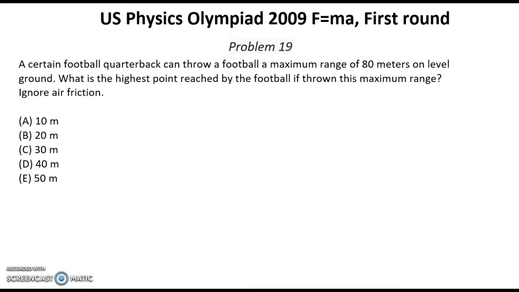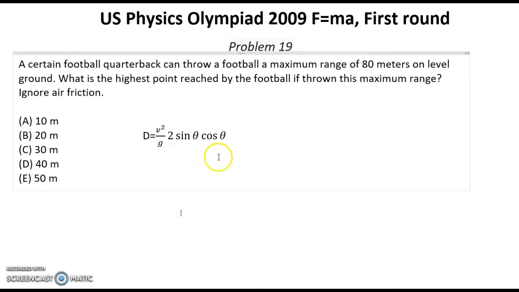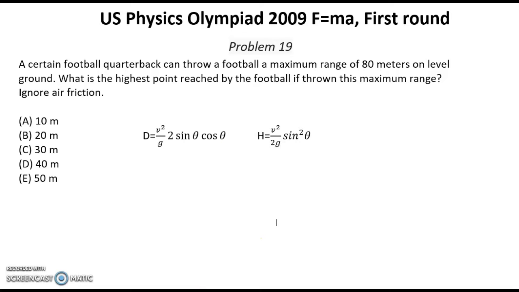One is for range and the other for height. For range we have this formula. If a ball was thrown at an angle theta with a speed v, the total range d will be like this, and the total height will be like this. Now we can divide height by range, and we will get this formula.